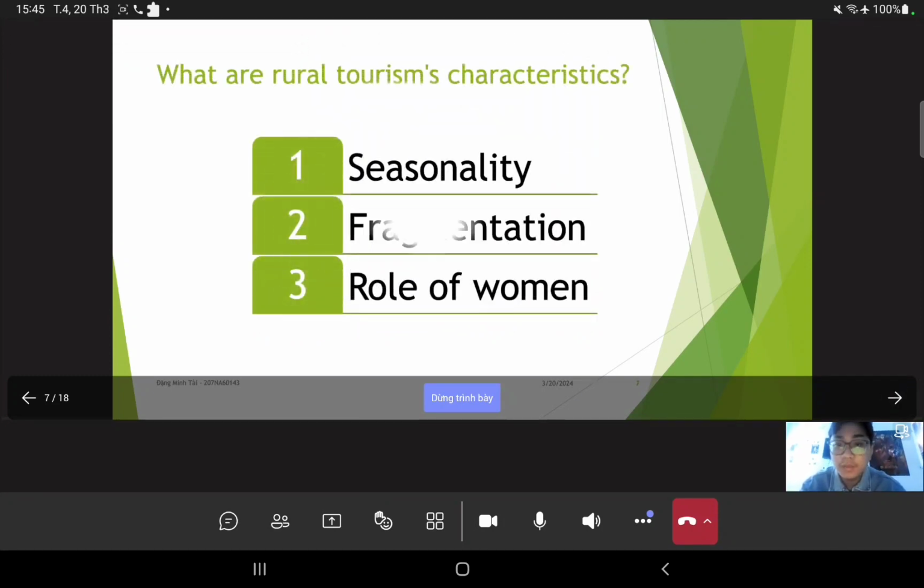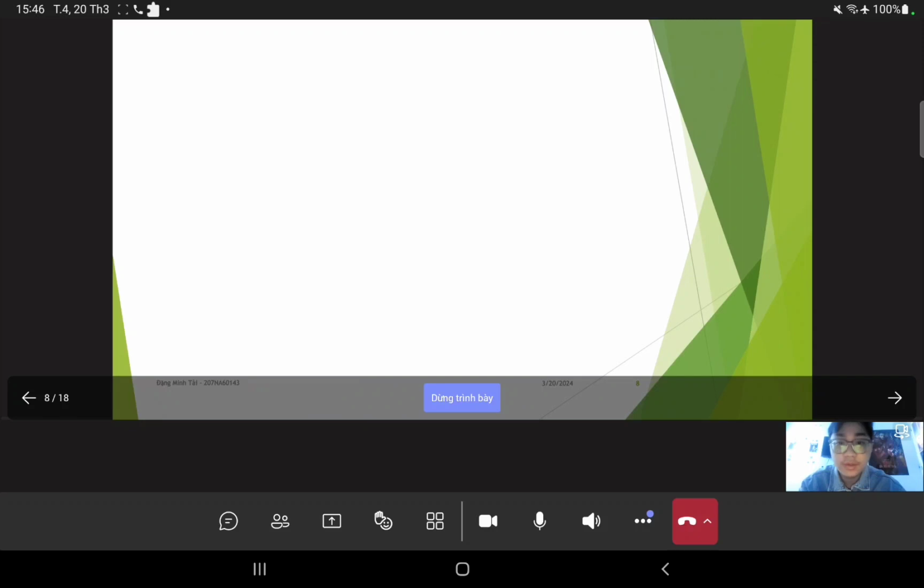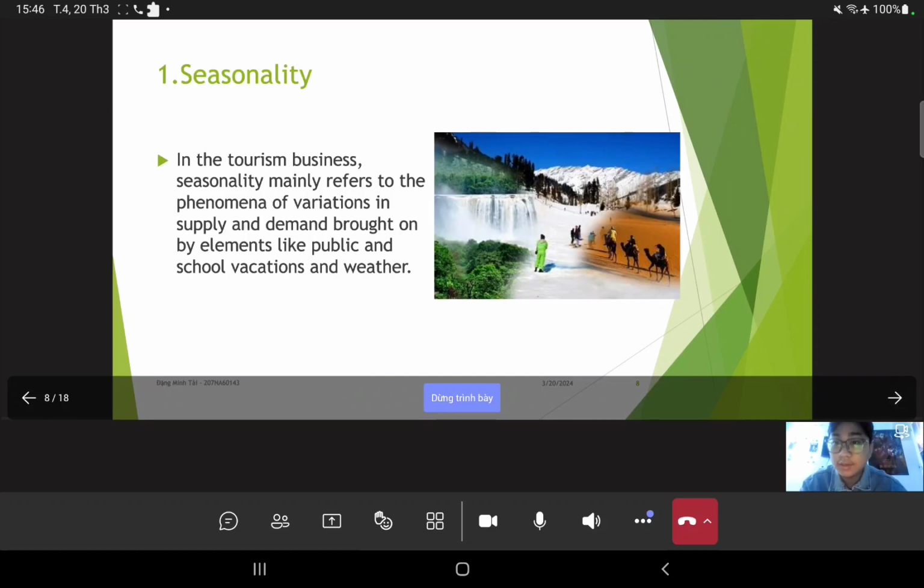We move to main point two. What are rural tourism's characteristics? So first is seasonality. The second is fragmentation. And the last one is role of women. So let's go to the details. The first one is seasonality.